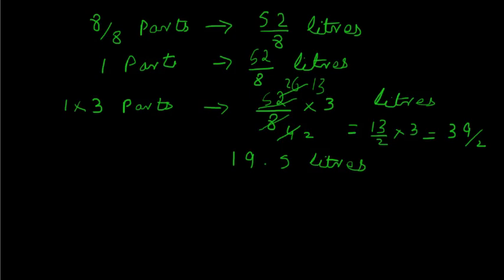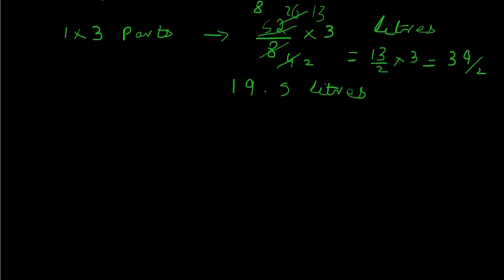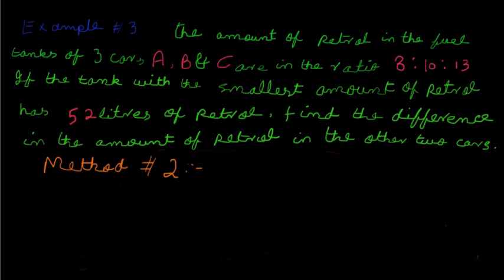Now we're going to use another method, the proportional method, to get the same number, the difference in the fuel tanks of 2 cars. So let's move on to another method. Method 1 was the unitary method. Now this is the second method, and it is using proportion.